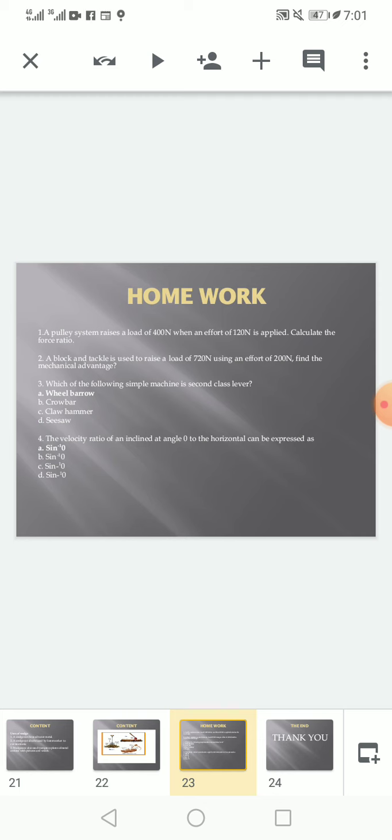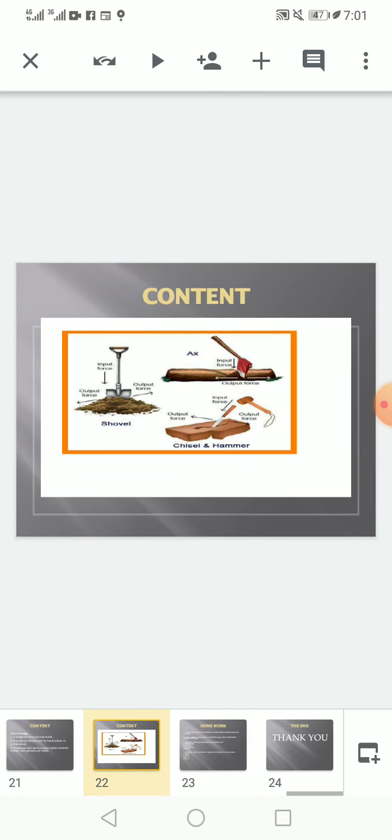For the other questions, you need to do a little research in order to solve questions 1, 2, 3, and 4. If you do that, it will aid you in understanding our next topic, which has to do with mechanical advantage, velocity ratio, and efficiency of a machine.